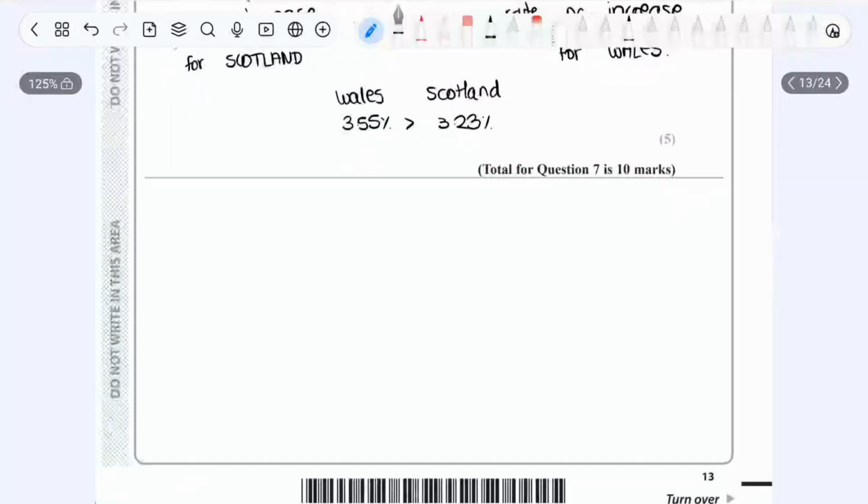Now, what does this suggest? That the yearly average rate of increase in Wales was greater than in Scotland. So I'll write that down now.